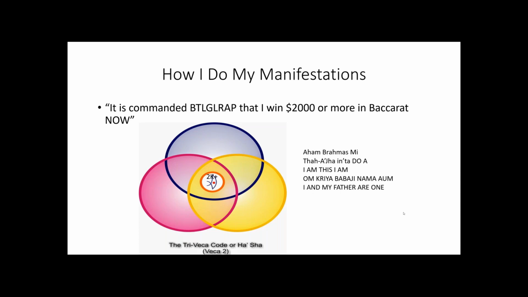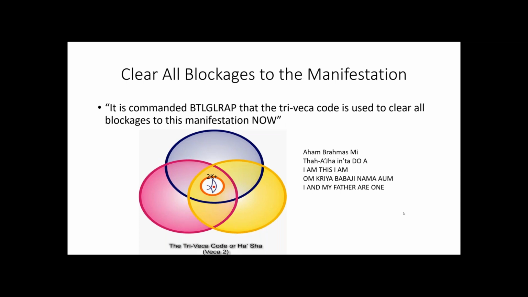And then once you do that, you make sure there's no blockages. So you can actually use the Tribeca code to clear blockages with this command. It is commanded by the laws of the golden liquid realms and alchemical powers that the Tribeca code is used to clear all blockages to this manifestation now. Ta Asia and Tadoi.